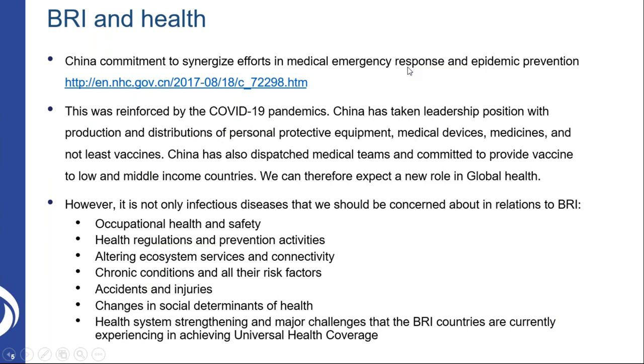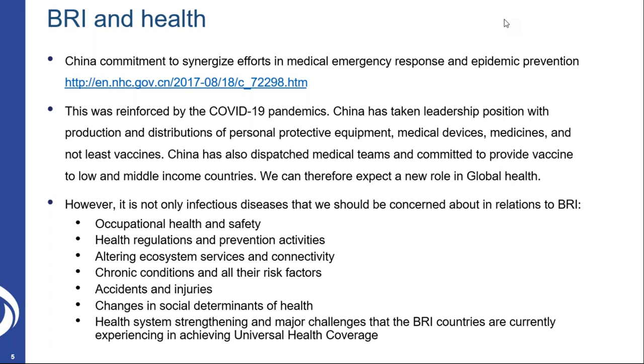The Chinese government came out with the concept of the Health Silk Road already in 2016. They brought together different actors with the idea of developing a more global health project that could support the BRI. So it was independent, but it was going in the same direction. Of course, this was reinforced by the COVID-19 pandemic, and China is taking a leadership position in global health security worldwide, both because of its role in the production and distribution of personal protective equipment, medical devices, and vaccines. Let's remember that three of the vaccines that are at the moment in phase three trials are products of Chinese research institutions. So the role that China can play is really important.